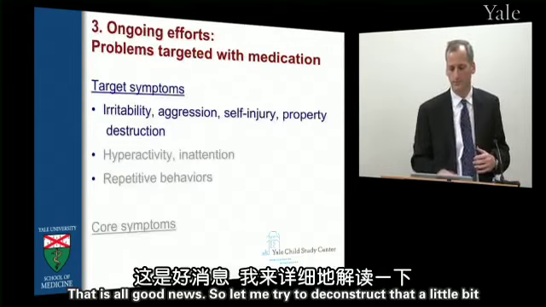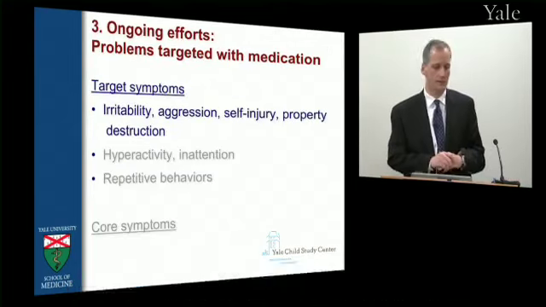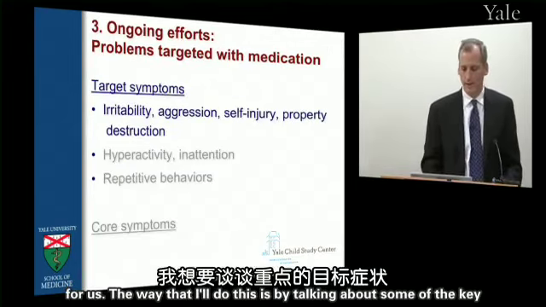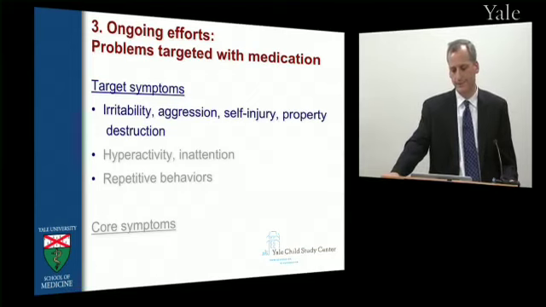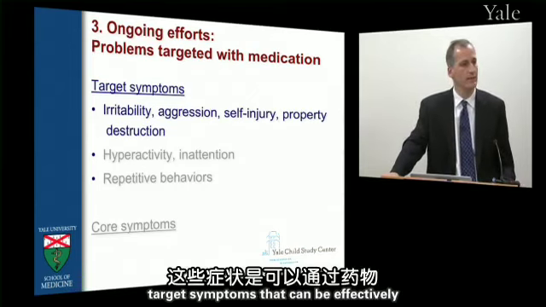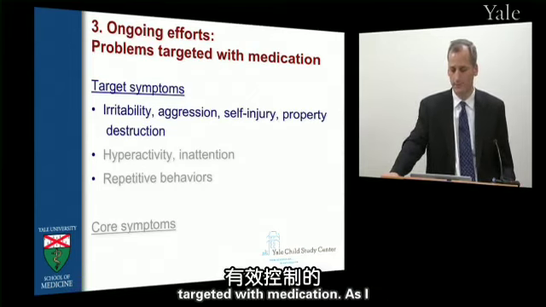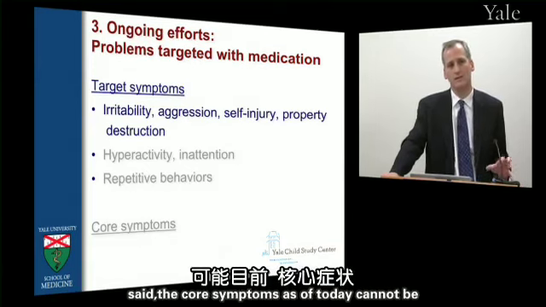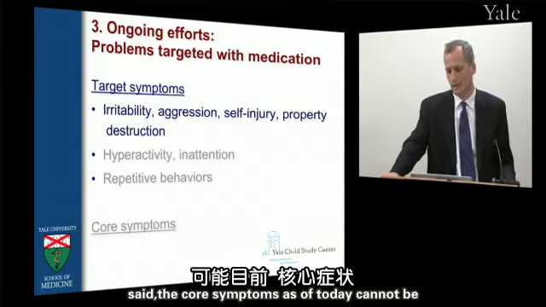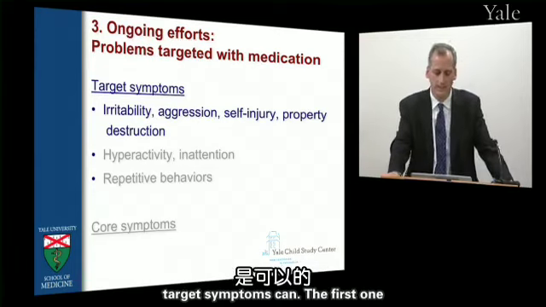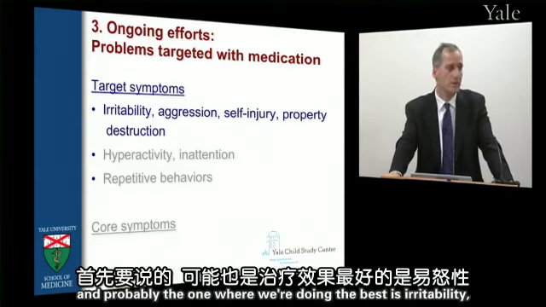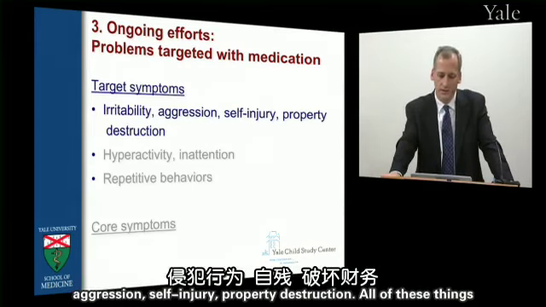So let me try to deconstruct that a little bit for us. The way that I'll do this is by talking about some of the key target symptoms that can be effectively targeted with medication. As I said, the core symptoms as of today cannot be really modified much with medication, but some of these other target symptoms can. The first one, and probably the one where we're doing the best, is irritability, aggression, self-injury, property destruction.